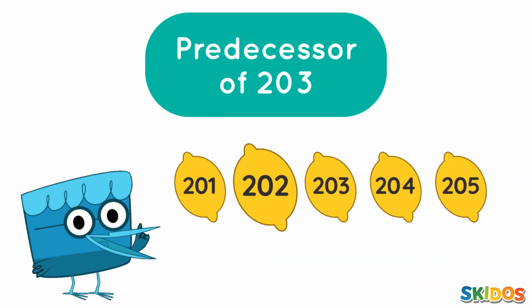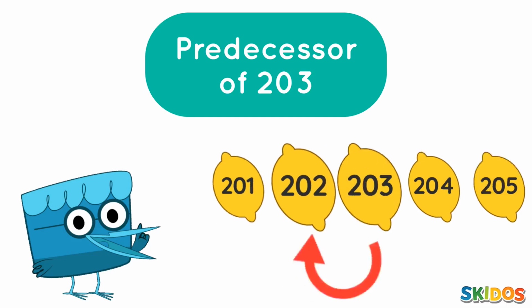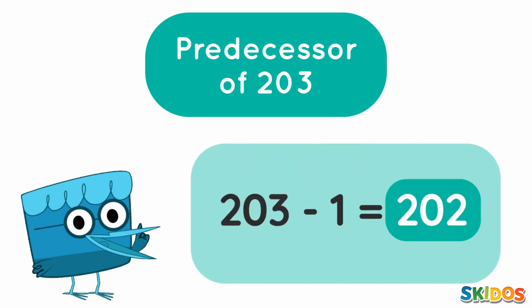202 comes just before 203. So, 202 is the predecessor of 203. Or, 203 minus 1 gives the predecessor 202.